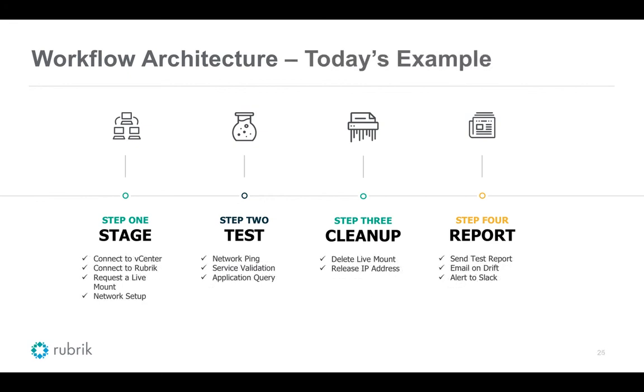So in our example today, this is what this workflow looks like. I need to connect to my environment. I need to request a live mount. I need to set up the network. And then if any part of that fails, just kill the workflow, because that means the workflow itself has failed. But if it works, then go to test. And this is where we ping or do the service validation. You can also do things like application queries.